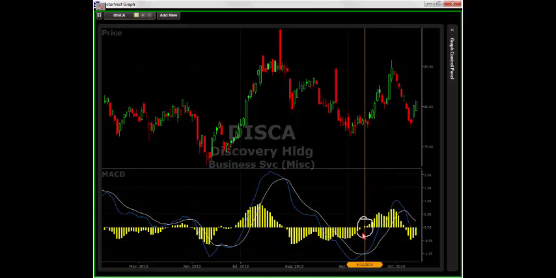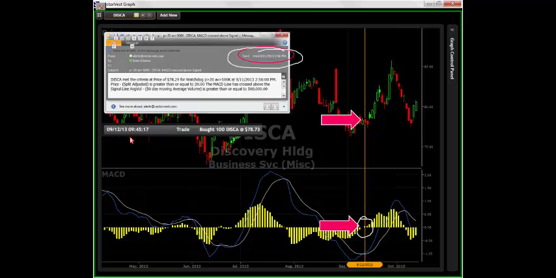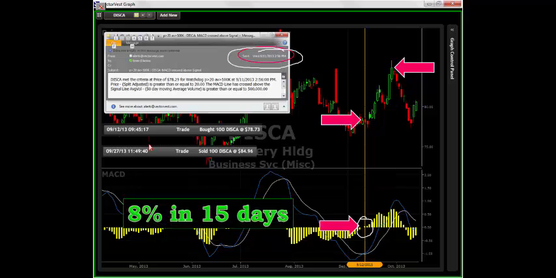The MACD crossover actually came the day before, and you can see that this is the email I received at 2:56 p.m. on the 11th. Now, I believe I was in a meeting at that time, so I couldn't react to it. But here's a snippet from the brokerage account, trade, DISCA, on the 12th at 9:45, and then it hit 8% in 15 days, so it was sold there. So these are things you could do with these tools.